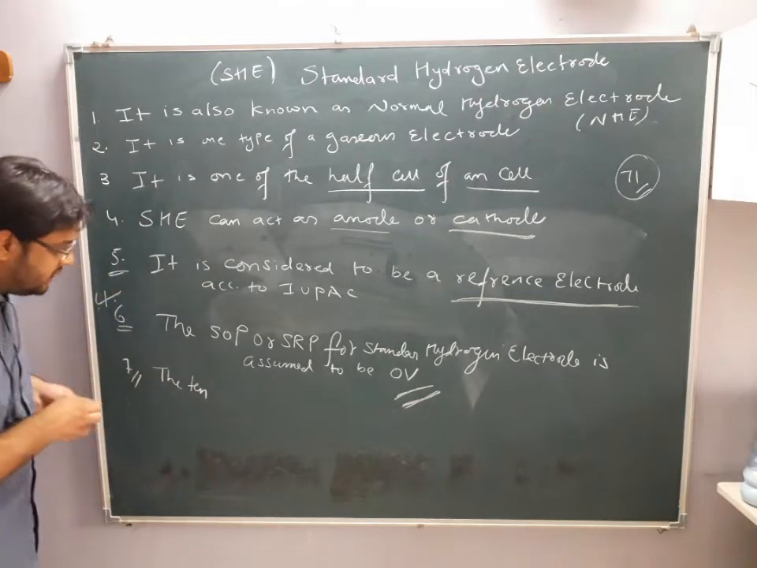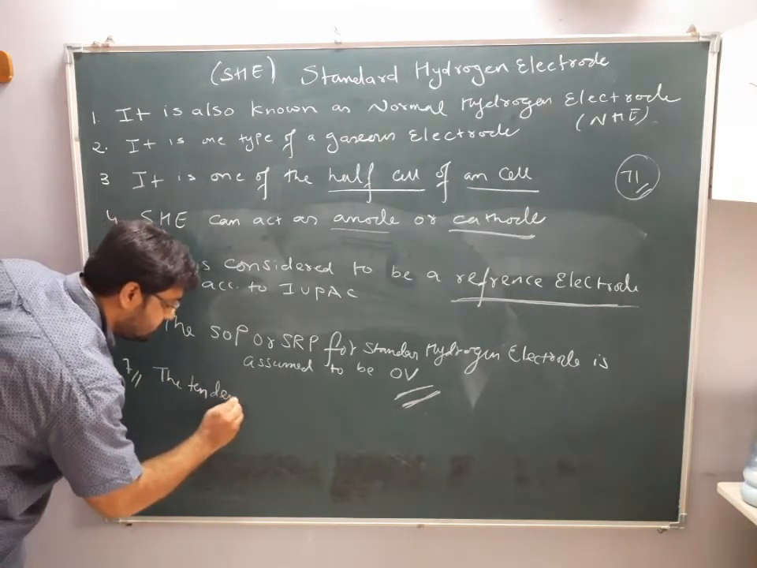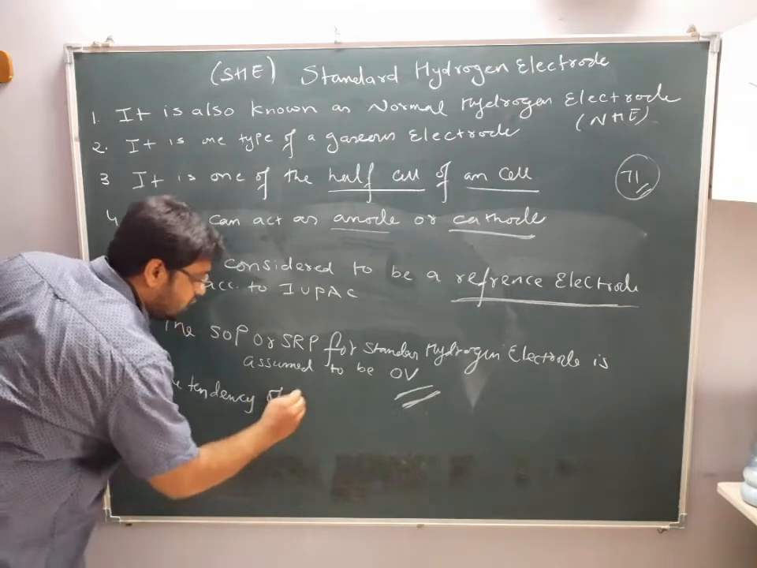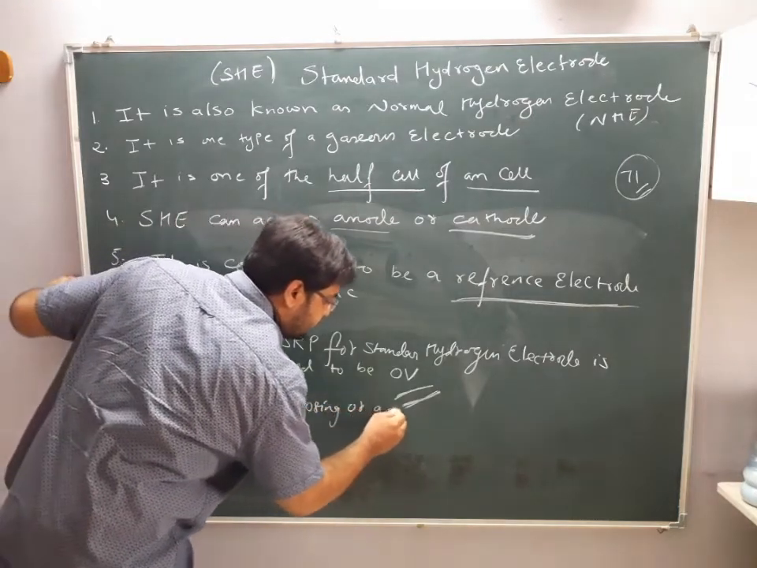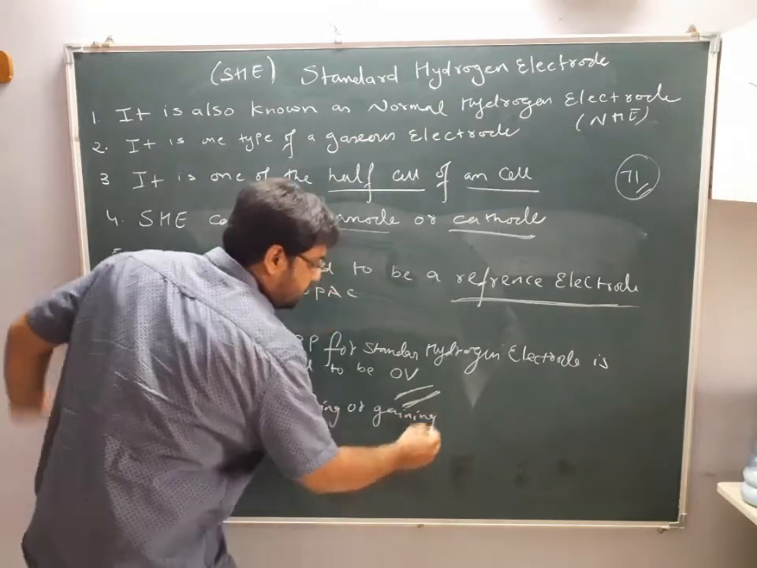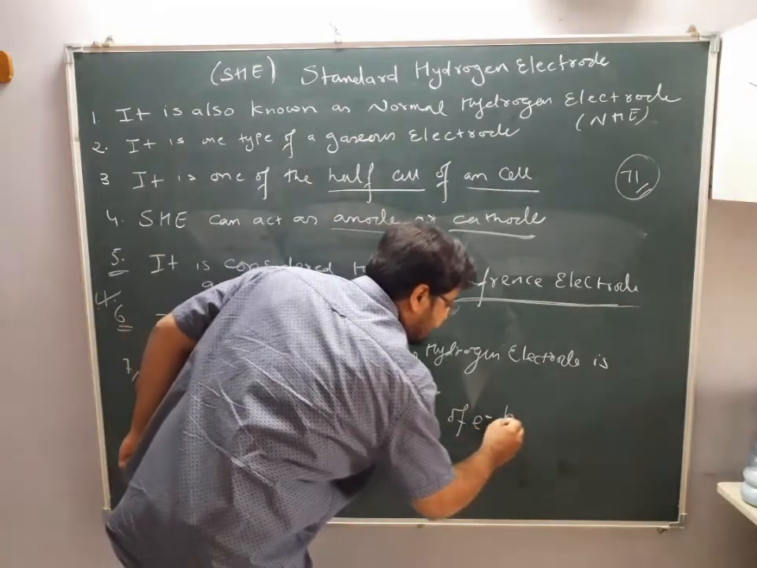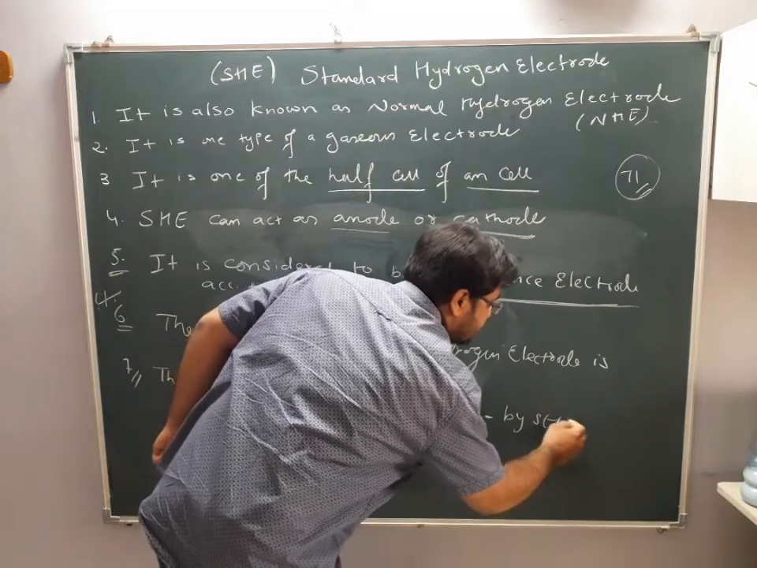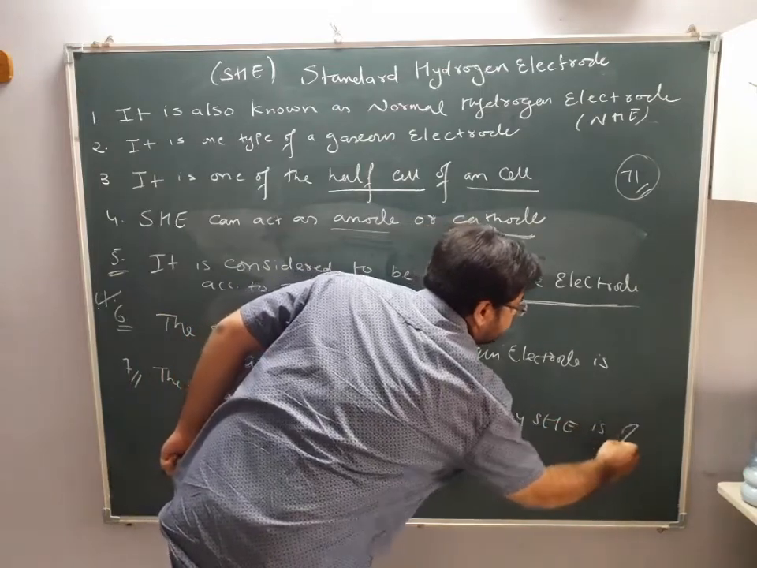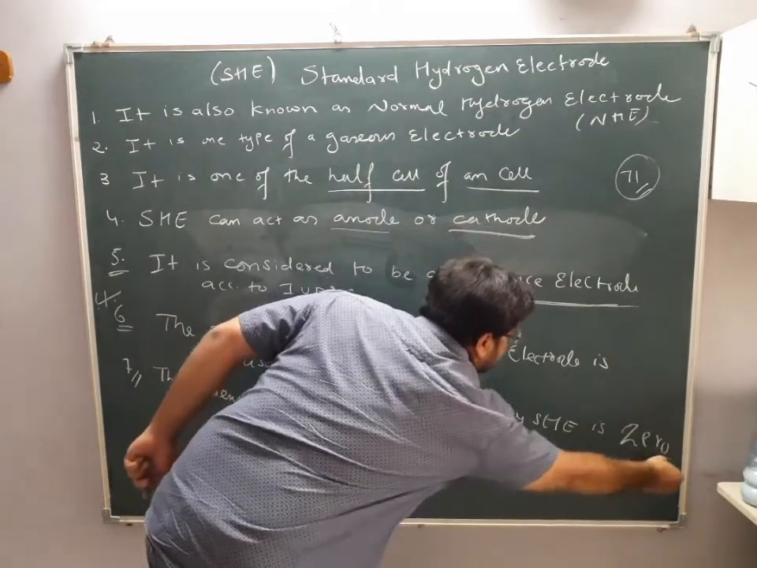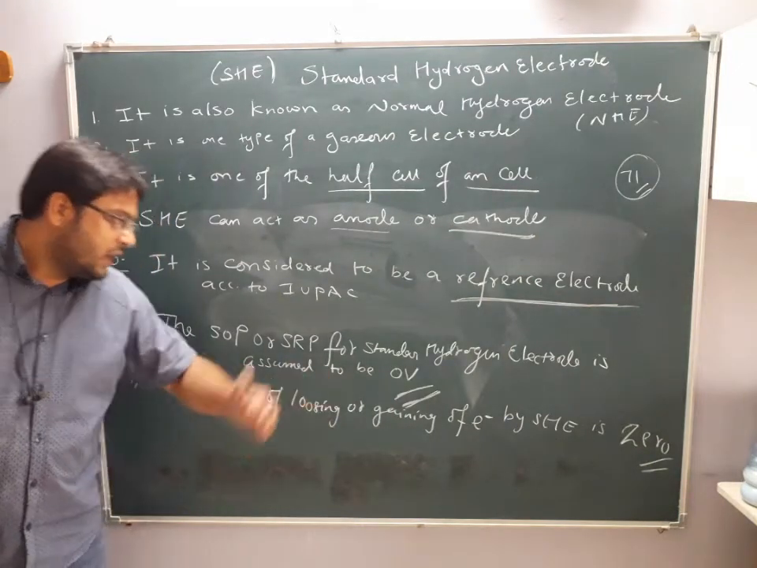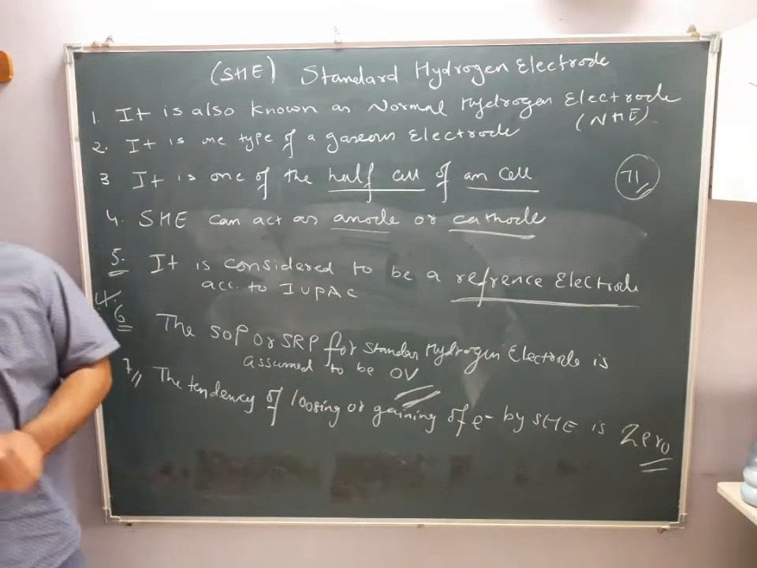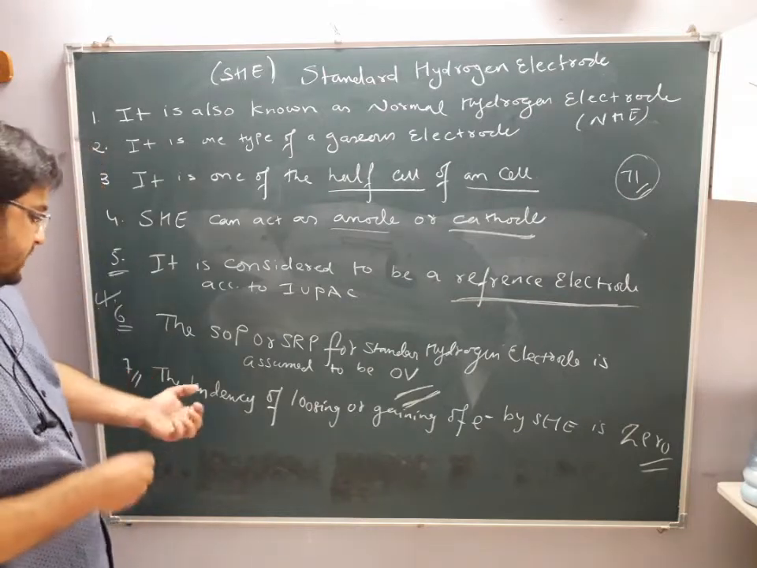Capability, capacity. The tendency of losing or gaining of electron by SHE is 0. They can neither gain the electron nor lose the electron according to IUPAC rules. So please remember, or I can write down the MCQ also.